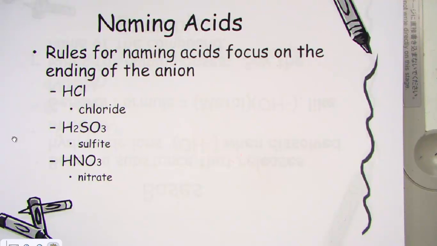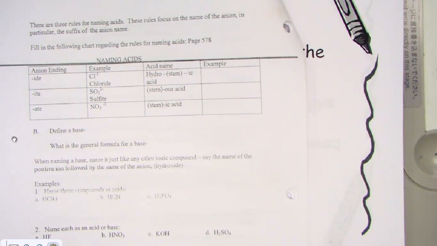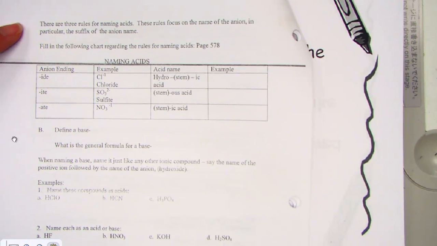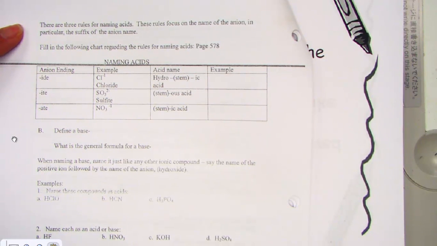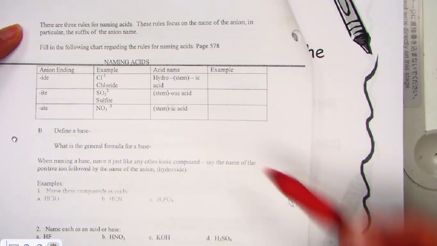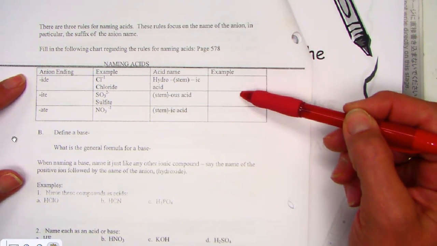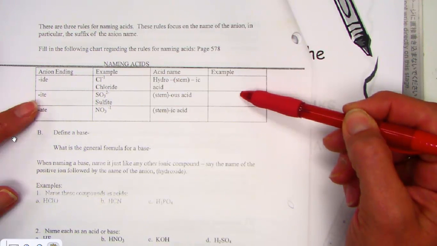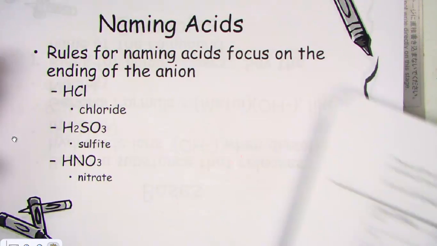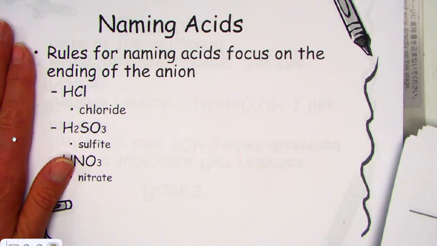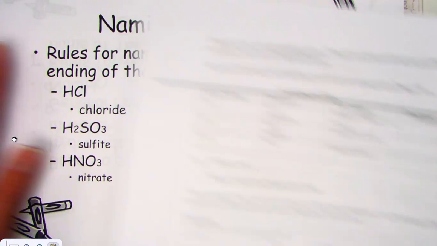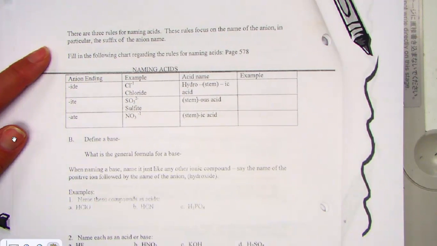I'm just trying to get my notepad adjusted. Now I'm looking at the note pack page, top of page 5, and these are the 3 rules for naming acids. They focus on the negative ion, and we have a little grid we can fill in together to remind ourselves what those rules are. So I think what I'll do is leave this PowerPoint slide aside and just focus so we're looking at the same area here.